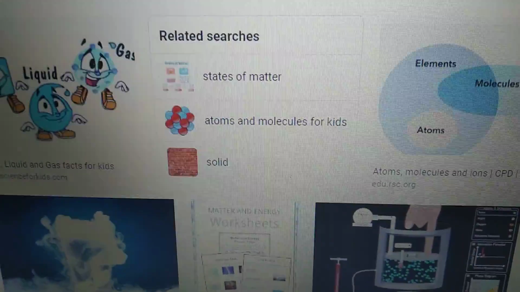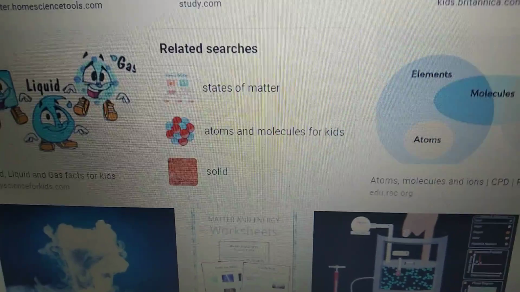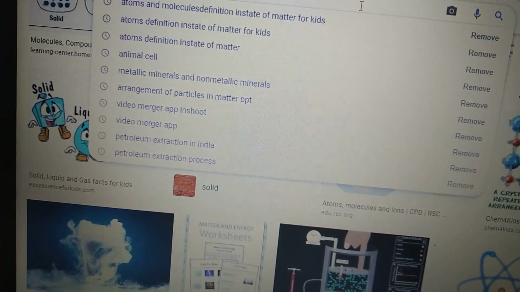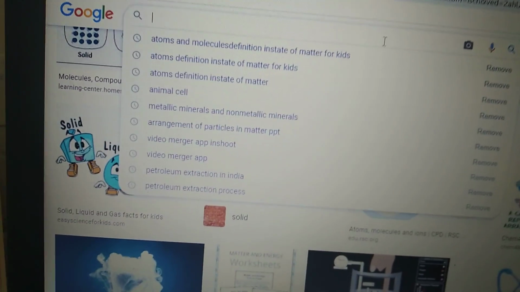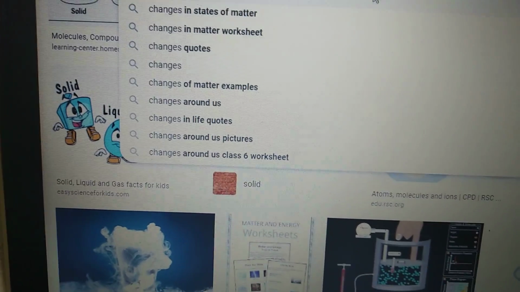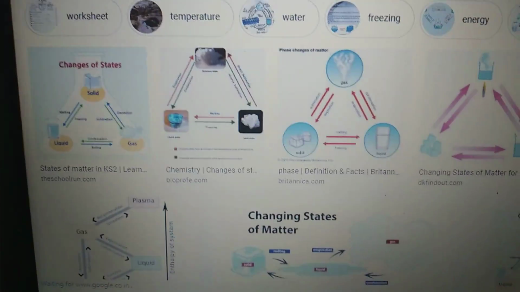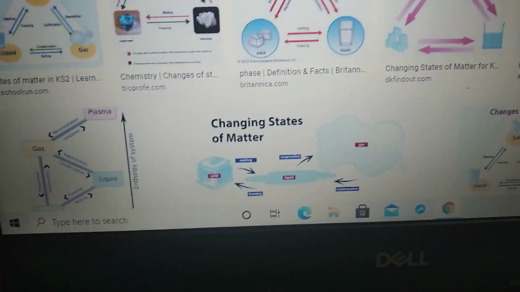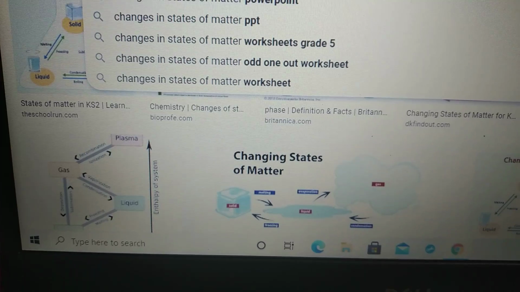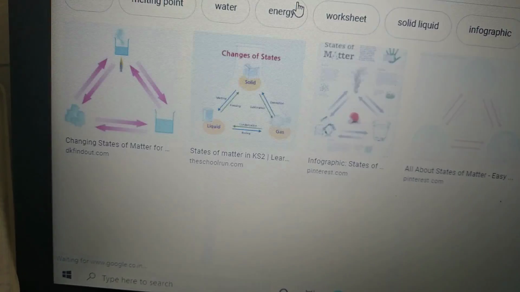Next, coming to the change of state. Do you have any idea about change of state of matter? How the solid state can be converted into liquid state, how liquid state can be converted into gaseous state, and how gaseous state is again converted into solid state? Can you tell me, have you heard the terms melting, freezing, evaporation, condensation? Have you heard these topics? Yes.